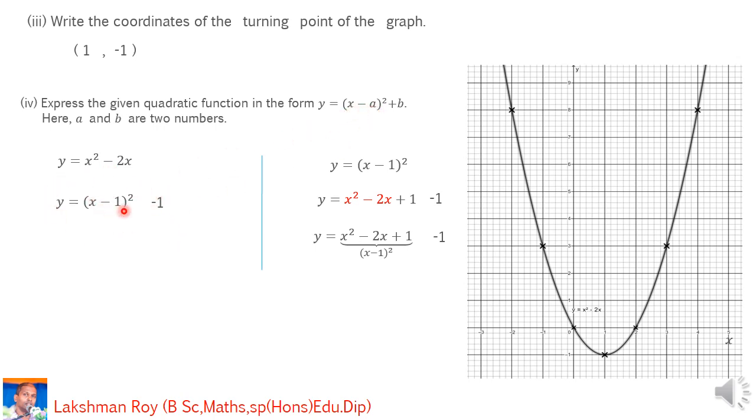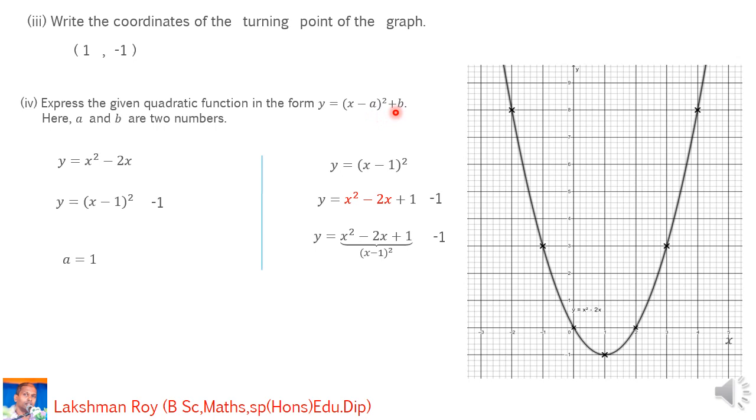Right, now we have formed y equal x square minus 2x into the form y equal x minus a square plus b, right? Now you have to mention what is a and what is b. You can write here. So this is the a, right? You can see here x minus a, here x minus 1, so minus is there. So therefore a is only +1, that is not -1, right?